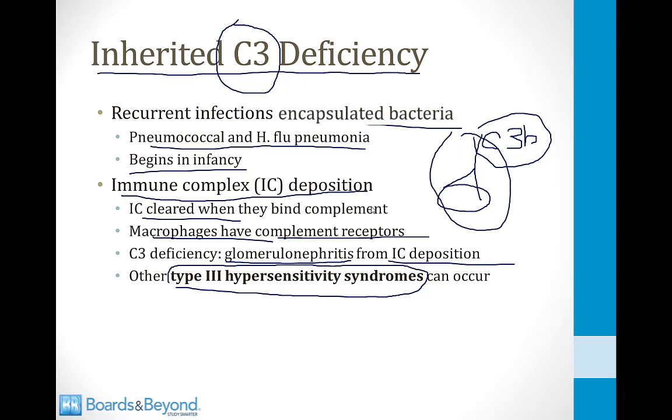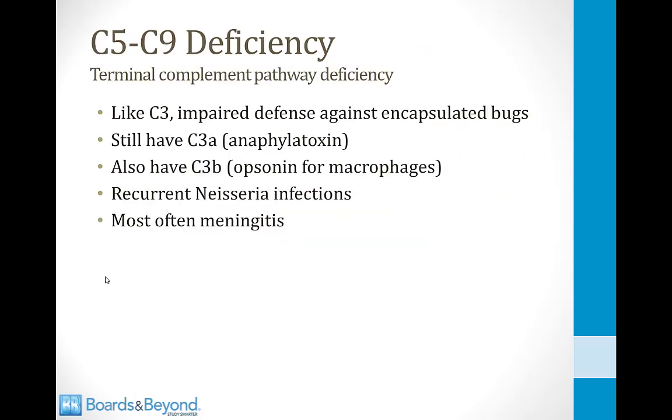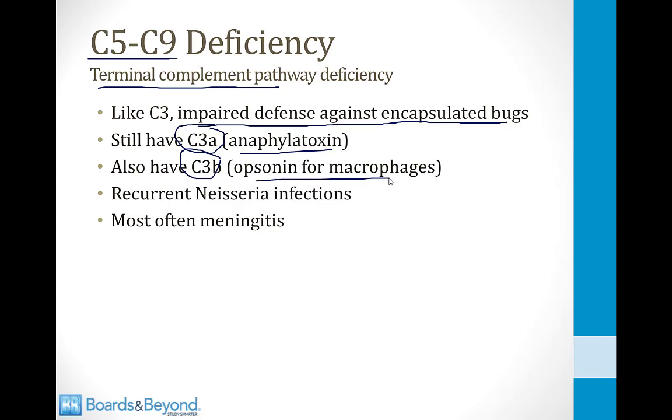Another rare set of disorders are those that involve the terminal complement pathway, so this involves deficiency in C5 through C9. So just like the children who are deficient in C3, these children have impaired defense against encapsulated bugs. However, they do still have C3a, which is an anaphylatoxin, and they also have C3b, which is an opsonin for macrophages, so they're not quite as bad off as the children who are C3 deficient. What children with a terminal complement pathway deficiency develop are recurrent Neisseria infections. For reasons that aren't completely understood, Neisseria seems to be the worst offender in people who have this type of deficiency.